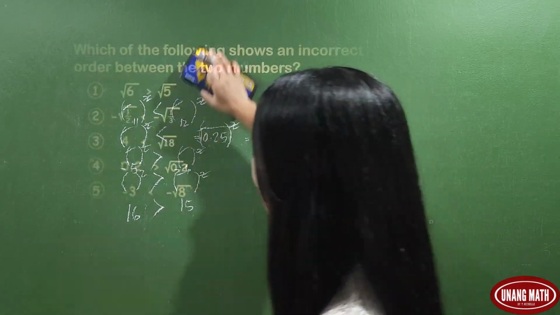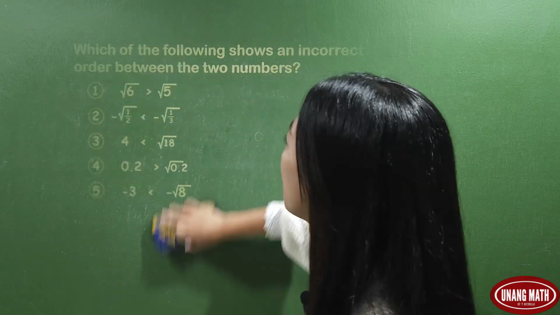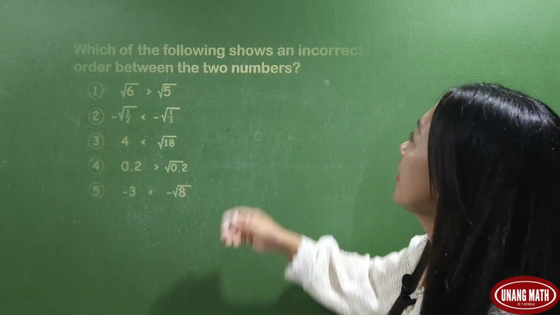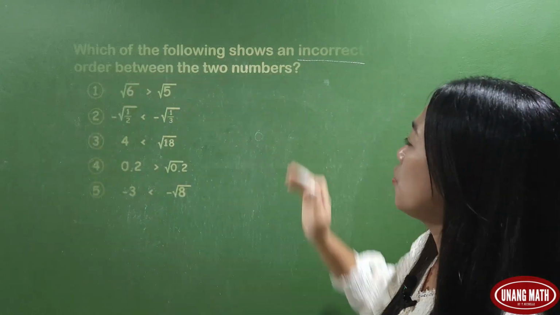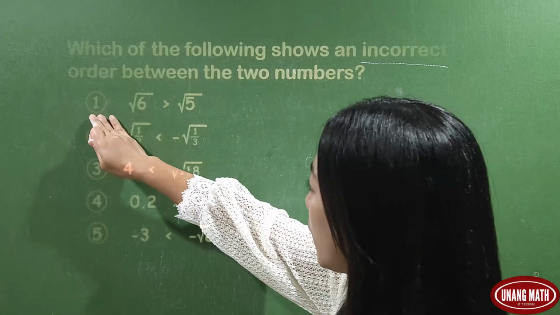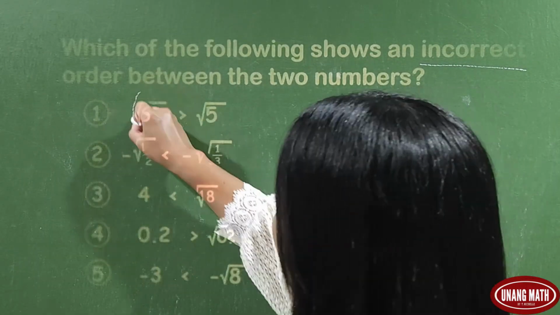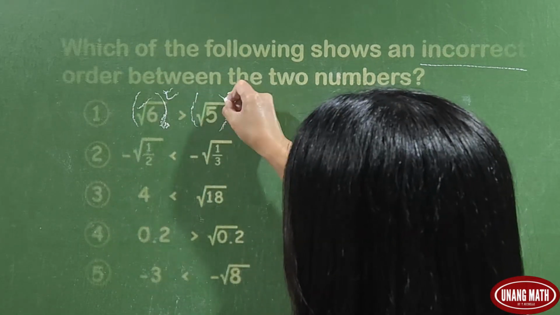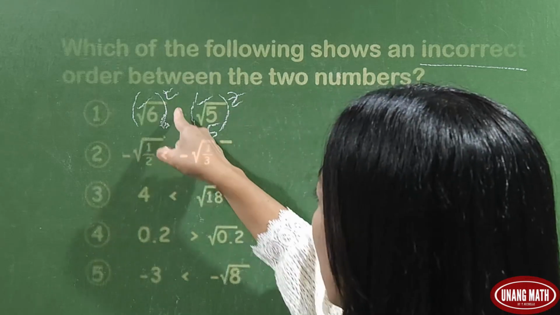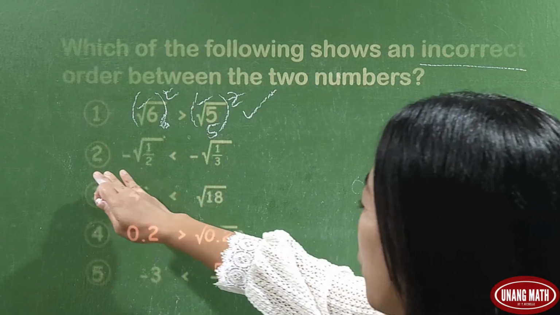Okay, now let's answer these simple questions. And the first one is, which of the following shows an incorrect order between the two numbers? The first one here is square root of 6 is greater than square root of 5. Square this one, cancel, so this is 6. Square this one, cancel, so this is 5. So 6 is greater than 5. This is correct.